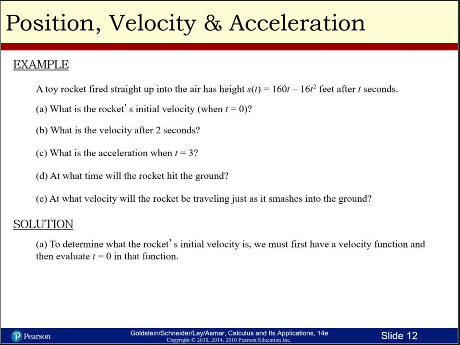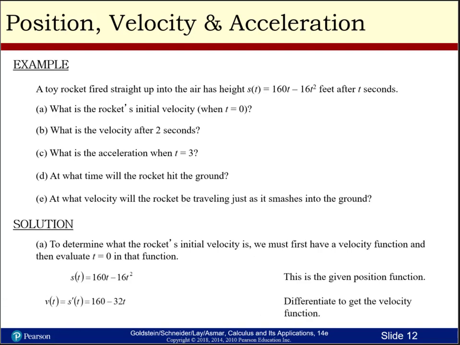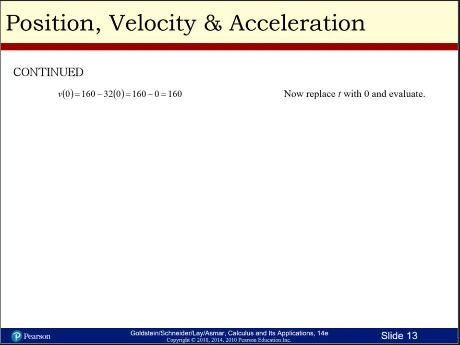To determine the rocket's initial velocity, we must first have a velocity function, and then we're going to evaluate that function at t equals 0. Well, we've got the position function, and there it is. What we're going to do is take its derivative to get the velocity function. Then we'll plug in a 0 and figure out what we have.